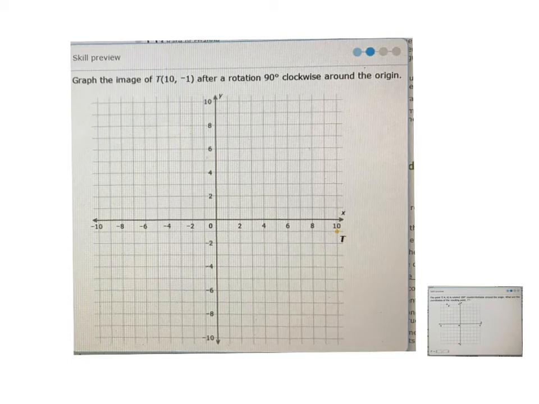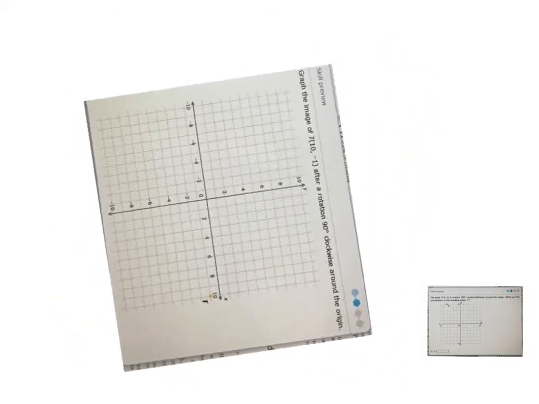In this video, we're going to talk more about rotations. This first example says, graph the image of T, 10 and negative 1, after a rotation of 90 degrees clockwise around the origin. So the origin is this point right here, 0 and 0. We're imagining almost, I think it's kind of nice to imagine this, like this whole thing is spinning.